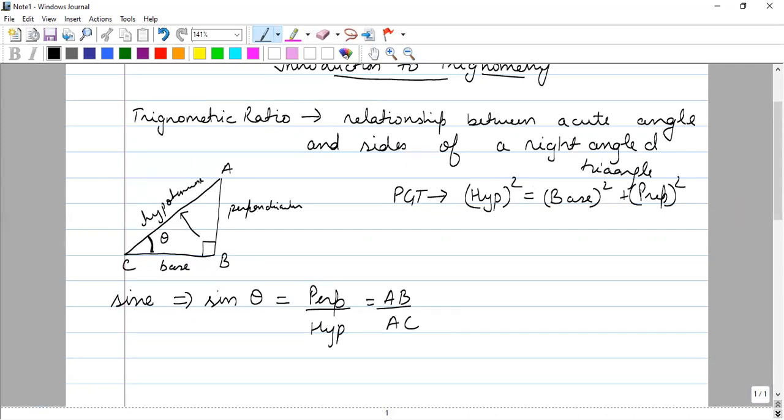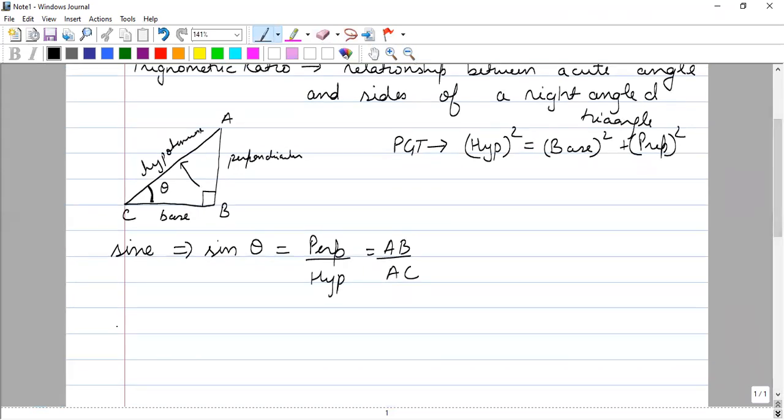The next ratio is cosine. Cosine in short form is written as cos, cos theta. The formula for cos theta is base upon hypotenuse. In the given situation, the base is BC and the hypotenuse is AC.